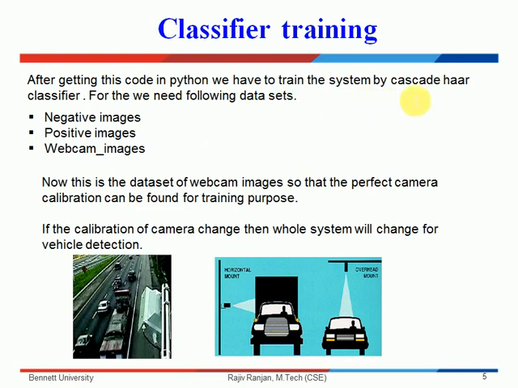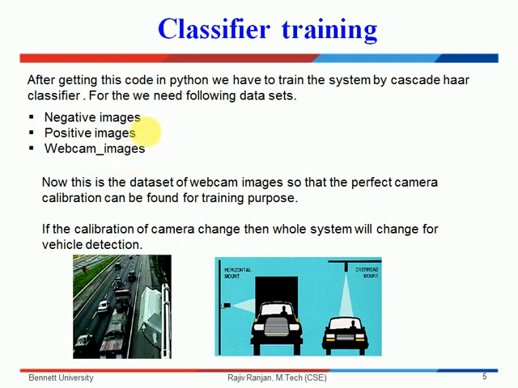So a cascade Haar classifier is a type of classifier that will classify the objects once it has been trained. For this we need three types of datasets: negative images, positive images, and the webcam images.